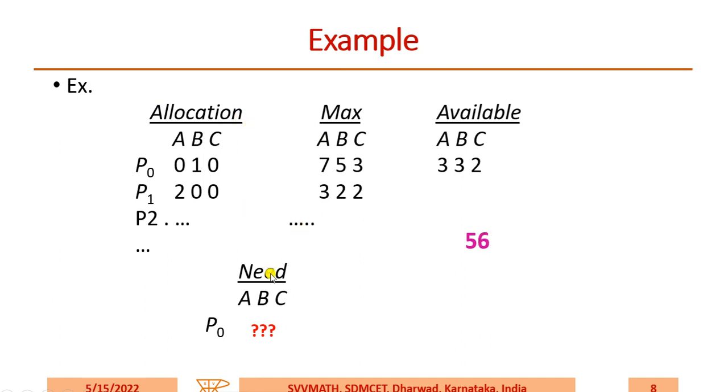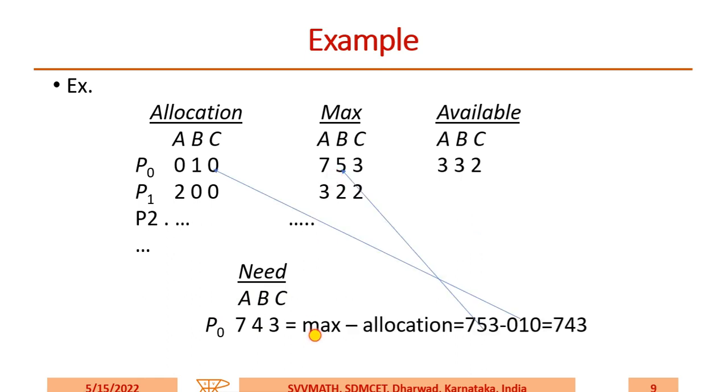Let us try to write down what is the need of P0. P0 is already allocated 0 1 0. Maximum is 7 5 3: 7 of resource type A, 5 of type B, and 3 of type C. Now how many does P0 need of A, B, C? Just pause it and try to write in your notebook and compare. It is 7 4 3. How? Simply maximum minus allocation. Maximum is 7 5 3, allocated already 0 1 0. You will get the remaining 7 4 3, which is the need.